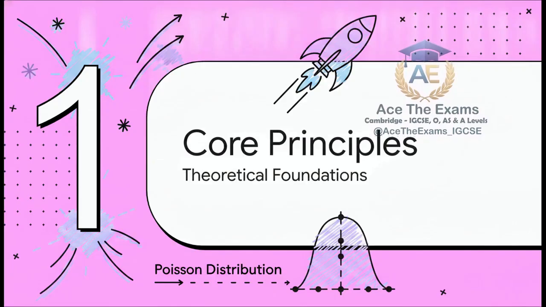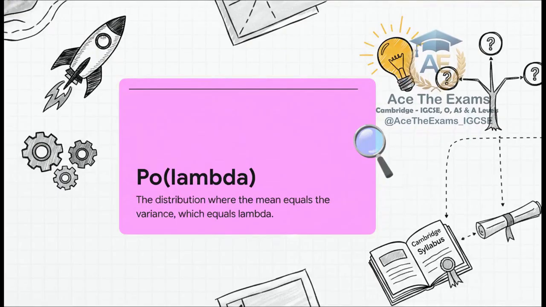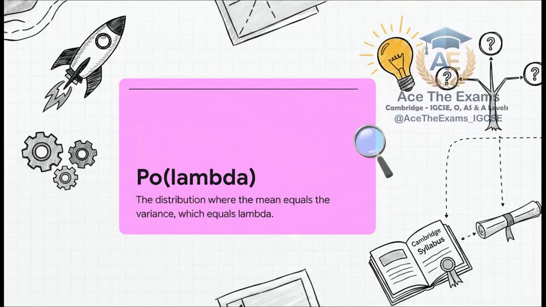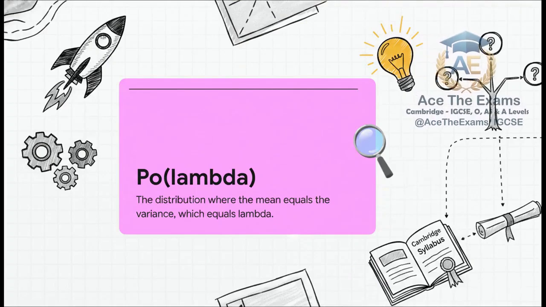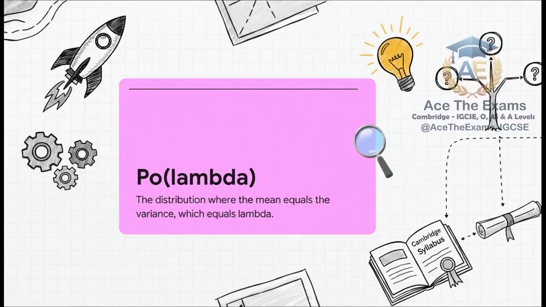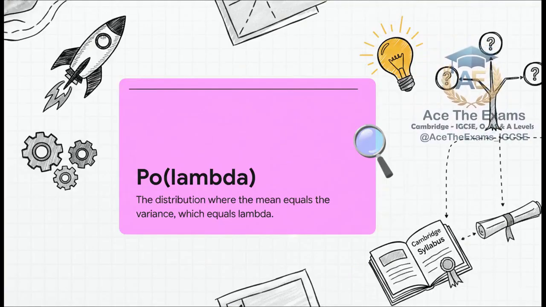Section 1, core Poisson principles. Think of this as your primary engine thruster. The Po(λ) distribution model is built on one foundational, completely non-negotiable rule. The mean equals the variance, which equals lambda. If you do not have this locked into your system architecture, your flight is grounded before it even begins.